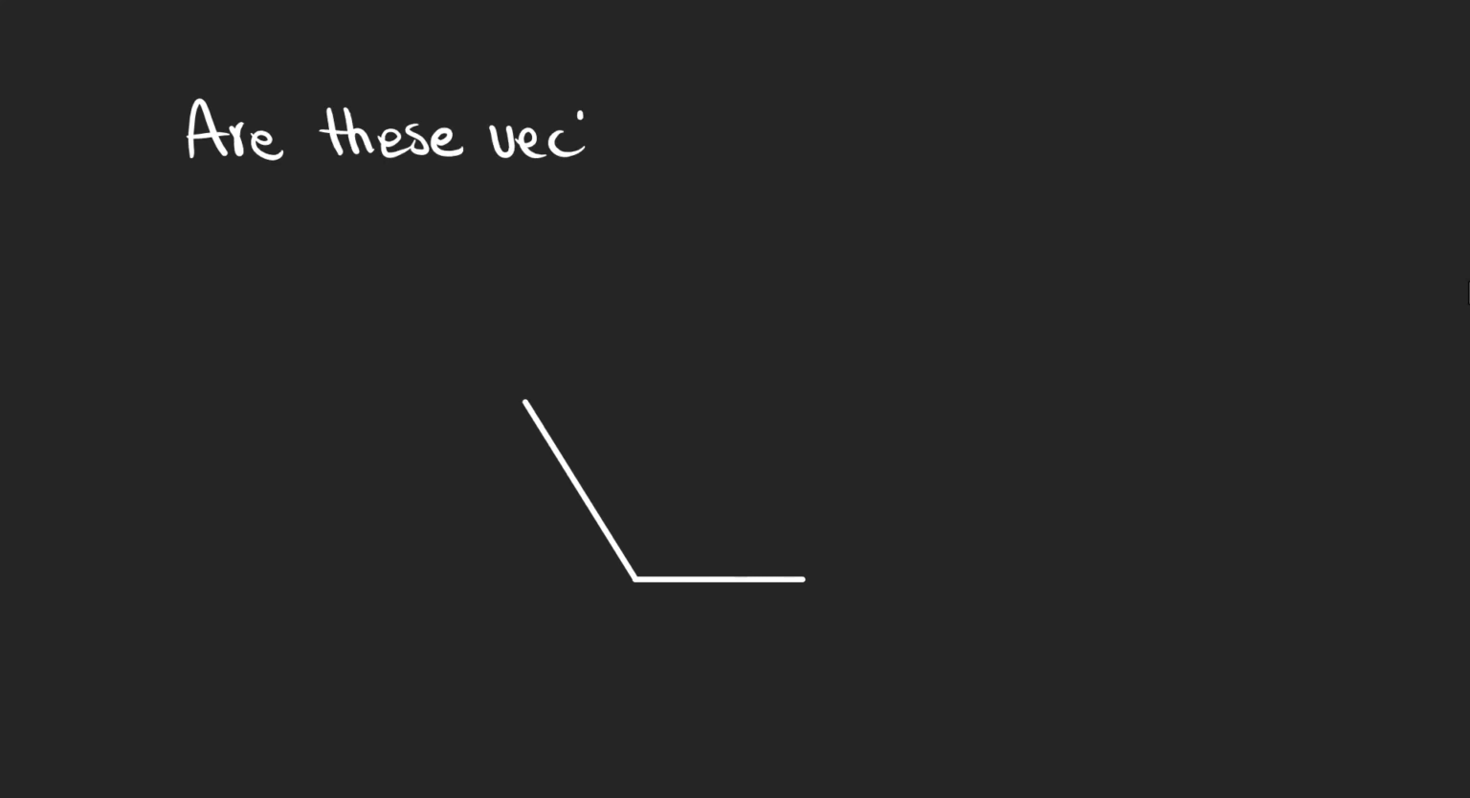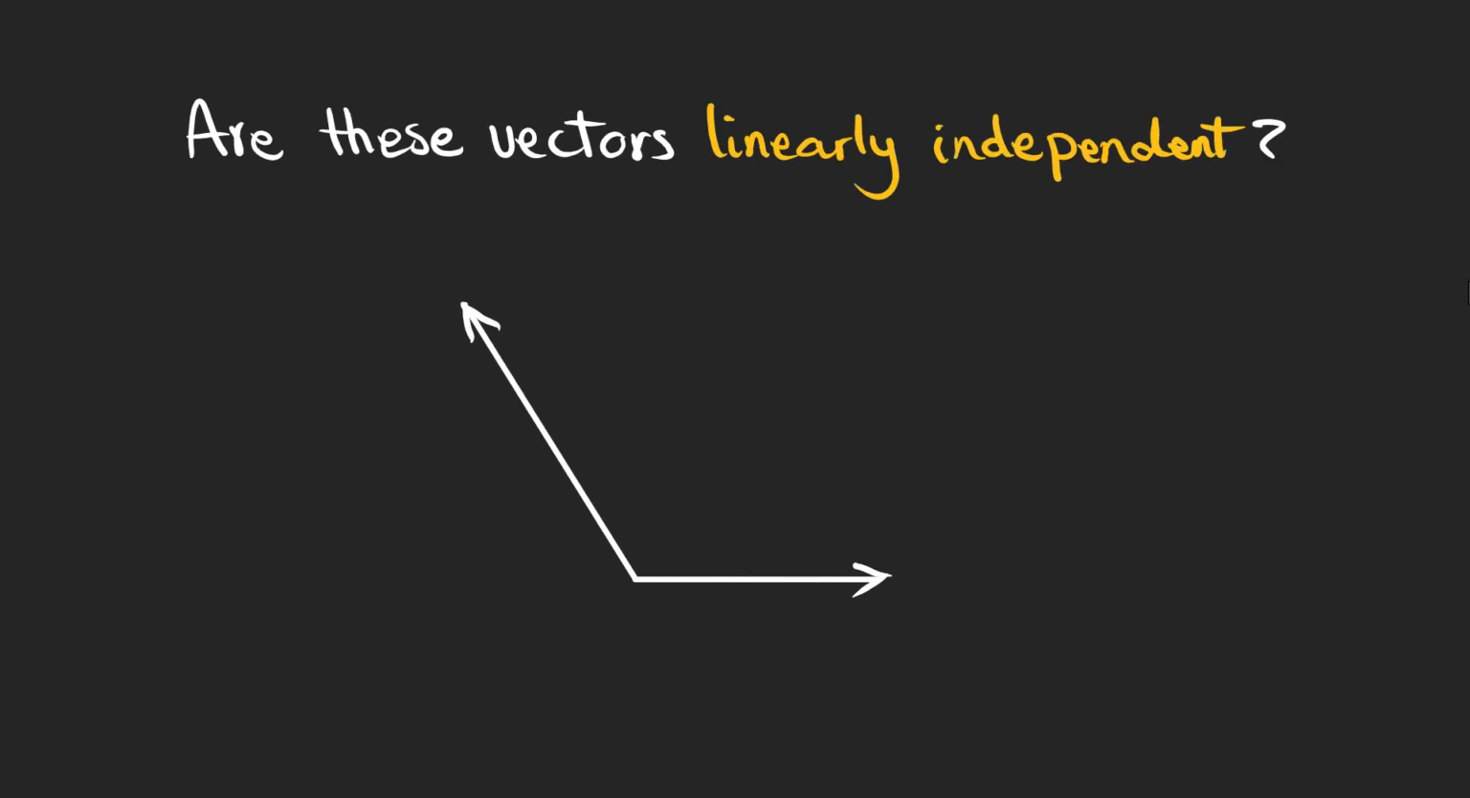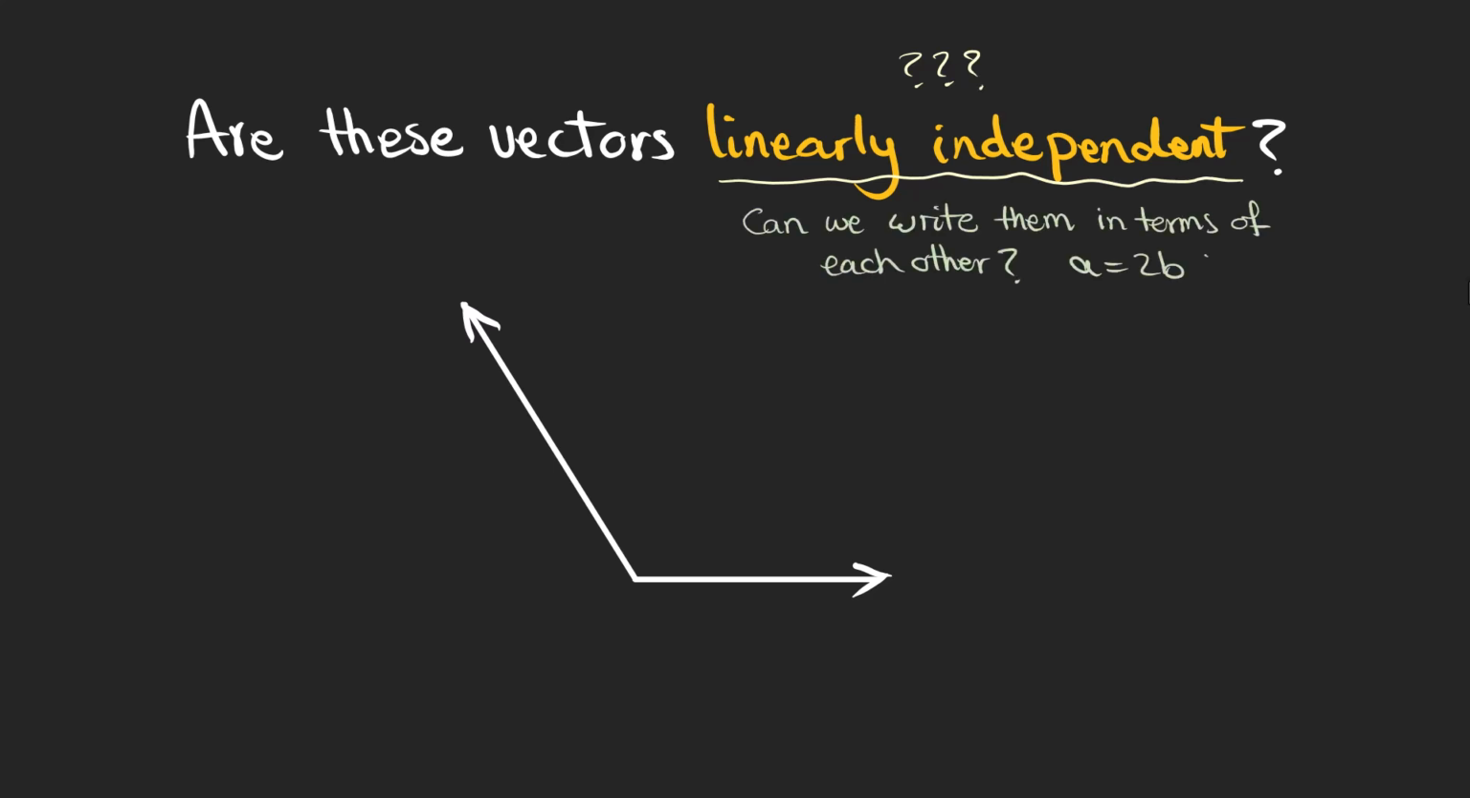Let's start with a question. Are these two vectors linearly independent? You might ask, what do you mean by linearly independent? So let me put it this way. Can we write these vectors in terms of each other? For example, writing one of them as a multiple of the other one.